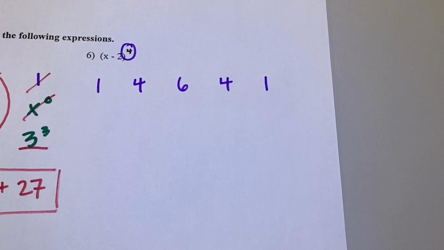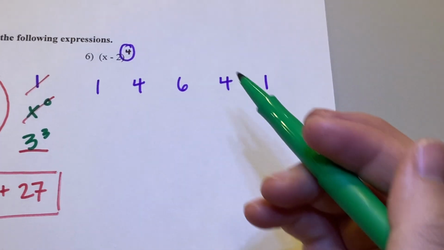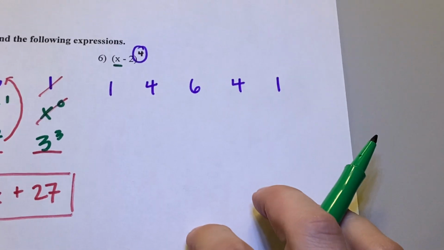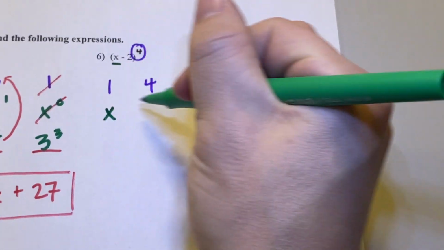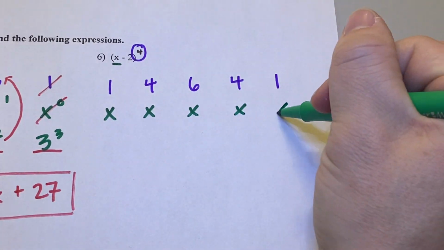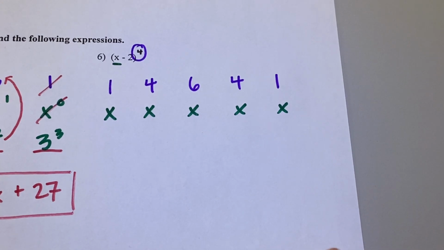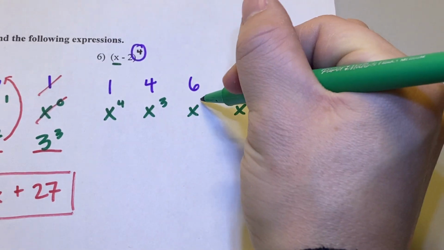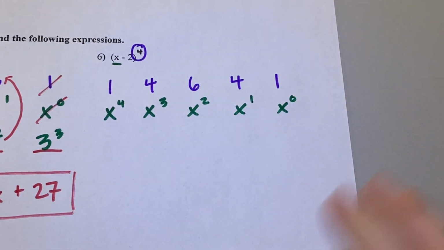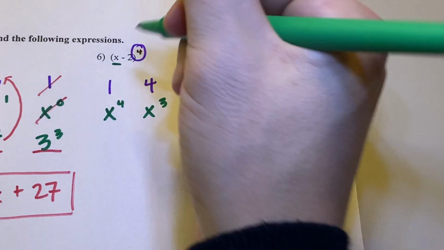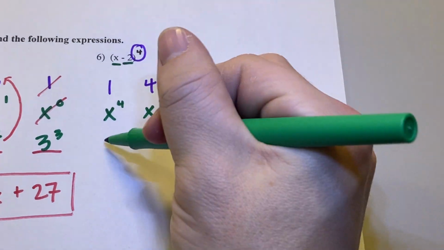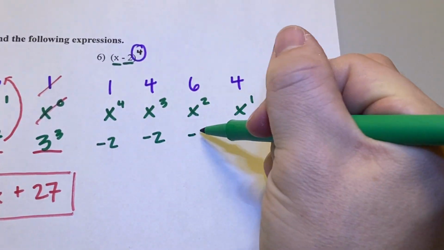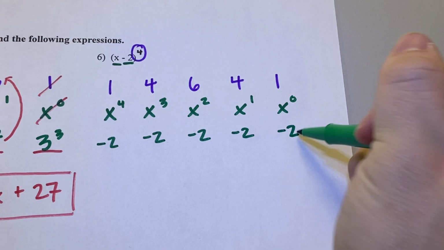Okay, awesome job. What's my first term in this binomial? X, so give them all an X. X, X, X, X, and X. These guys start high and go low. 4, 3, 2, 1, 0. Okay, what's my second term in my binomial? Negative 2, negative 2, negative 2, negative 2, negative 2.